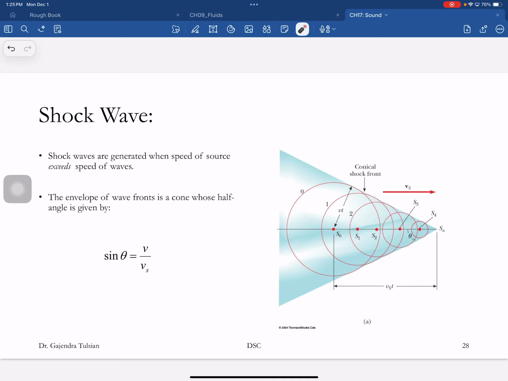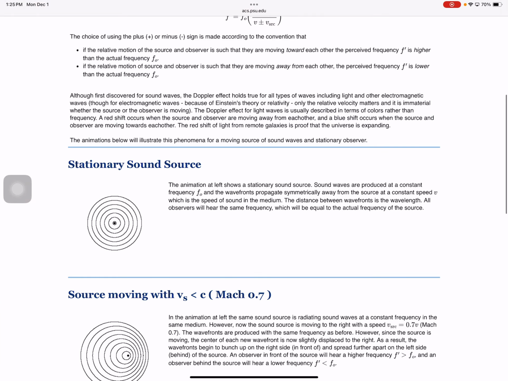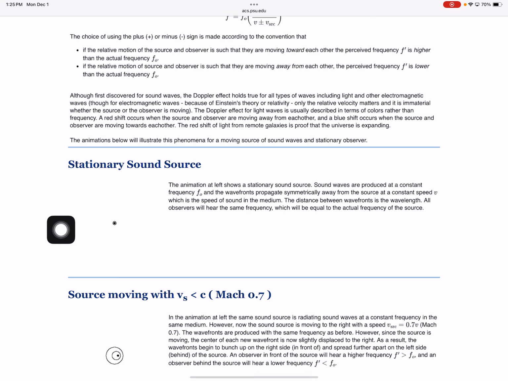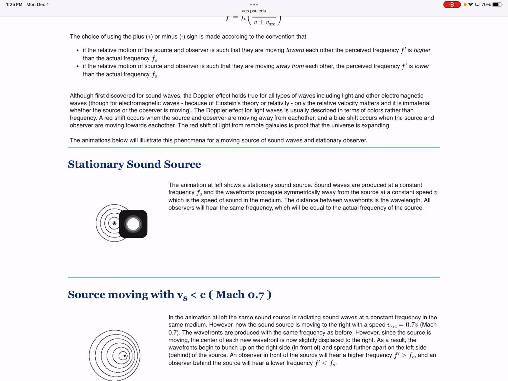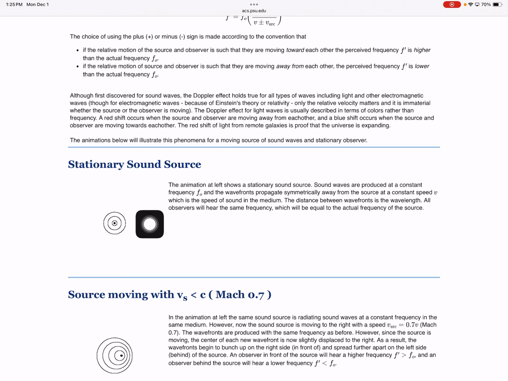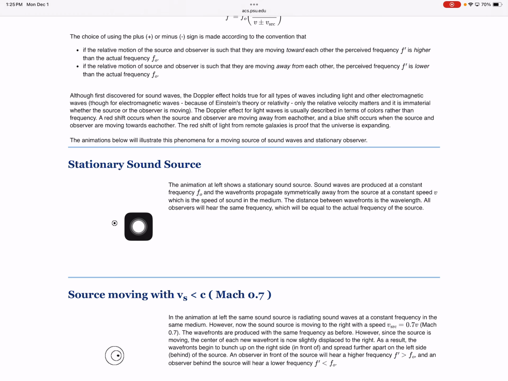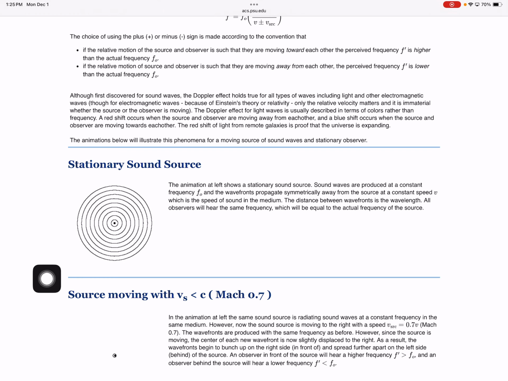All right, so you saw that sound waves, these are the wave fronts. You can think of them as crests. Crests are high pressure regions, and the gaps between them are low pressure regions. So a sound wave is a high pressure, low pressure region.